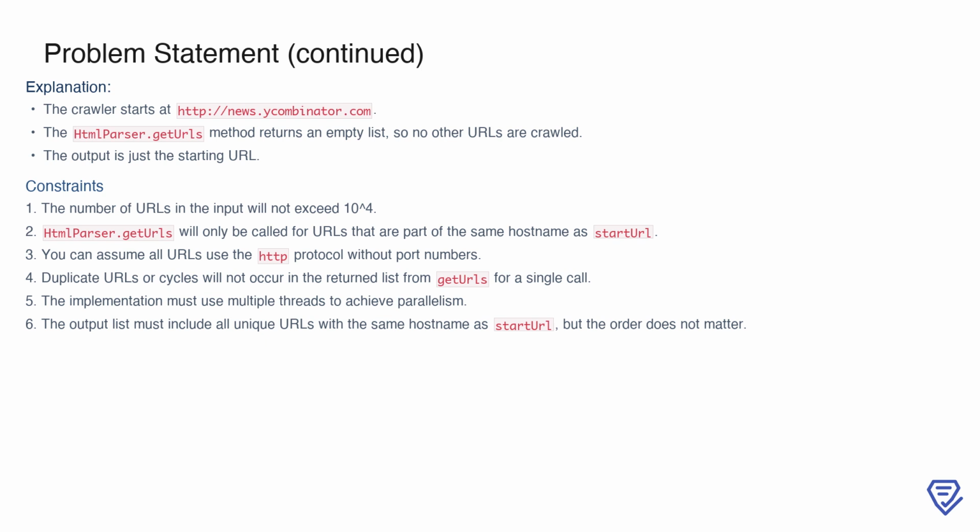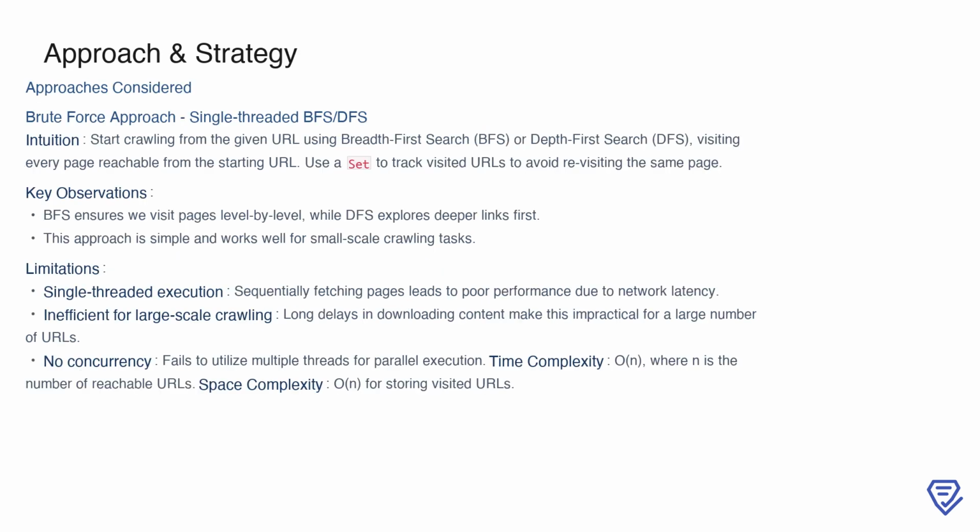To begin addressing the problem, we first consider a brute force approach using a single-threaded breadth-first search, or BFS, and depth-first search, or DFS. The basic intuition here is to start crawling from the given URL and explore every page reachable from the starting point. To ensure we don't revisit the same page, we use a set to track visited URLs. BFS would allow us to crawl level by level, visiting pages closer to the starting point before moving deeper, while DFS would dive into links further down the chain before backtracking.